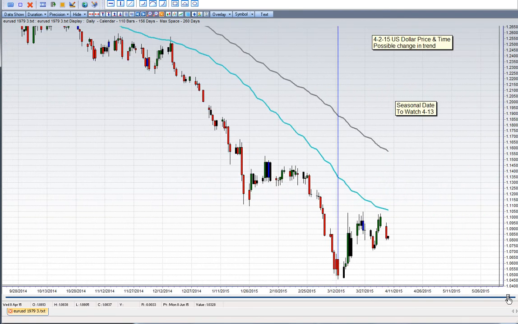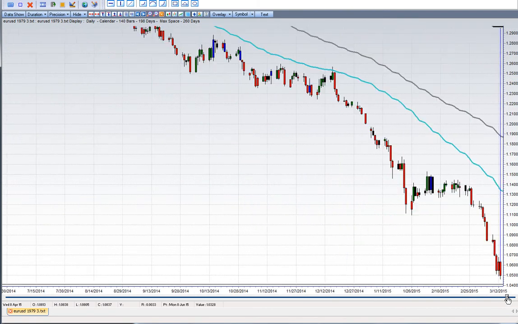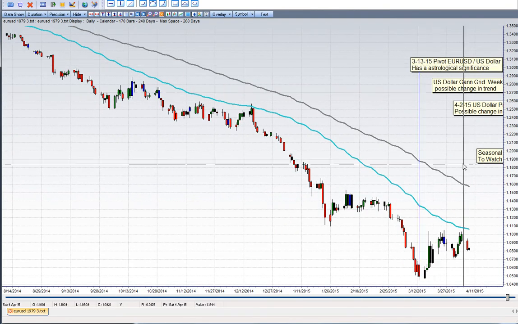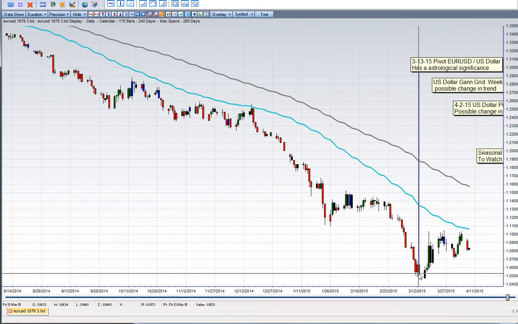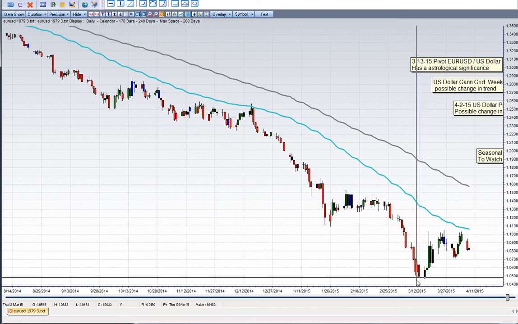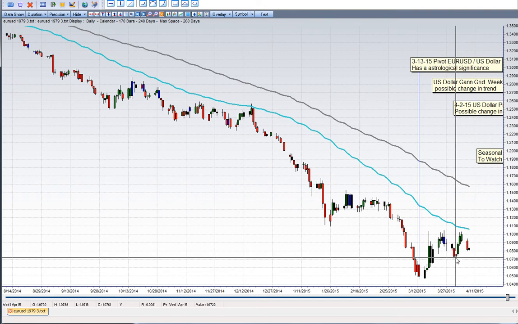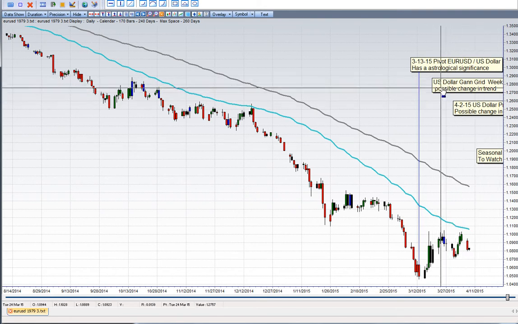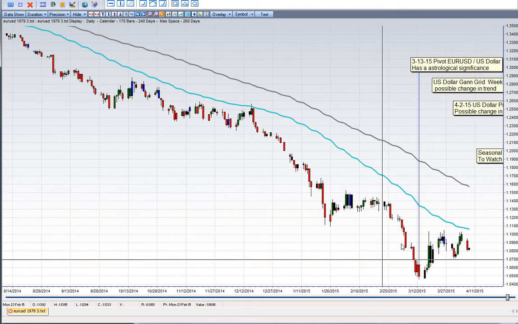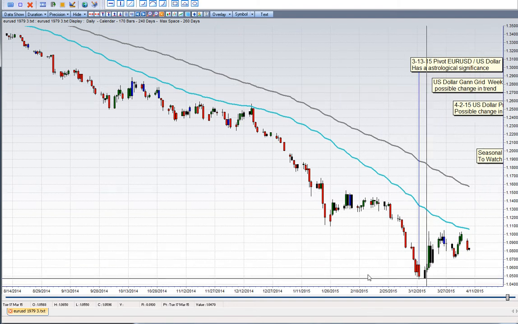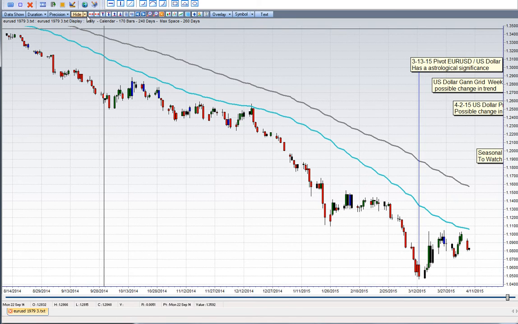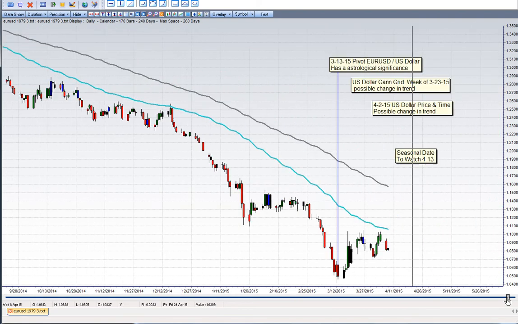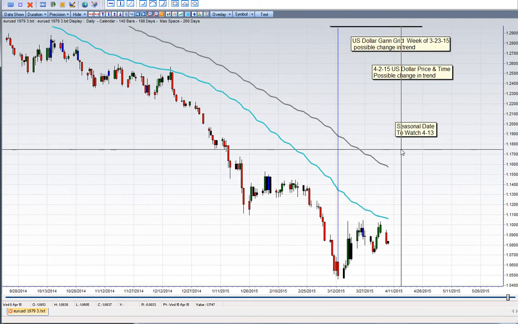I'm losing everything over here. Yeah, so maybe there you go. And the 13th has an astrological significance, so I'm going to keep an eye on that 13th. I'm keeping an eye on the 2nd because it relates to the dollar. And then the 23rd, possible change in trend because of the Gann grid, and I'll show you that. Those are the things I wanted to show you here in this chart. Another thing, too, is the seasonal date to watch, which is the 14th coming up.